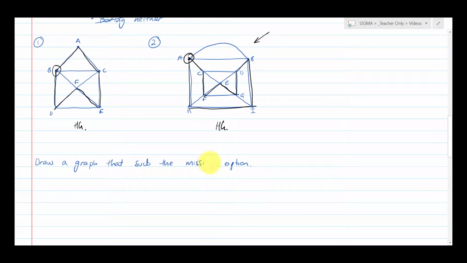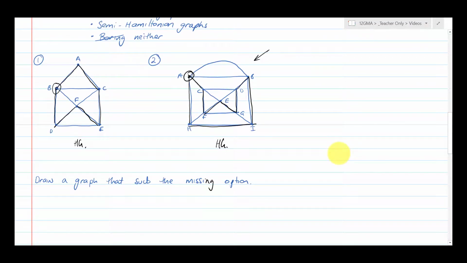I meant to say draw a graph that suits the missing option, but there are two missing options. So I might leave that to you to have a think about. Could you draw a semi-Hamiltonian graph, which I dismally failed at? Could you draw a graph that has neither Hamiltonian nor semi-Hamiltonian traits? And I'll leave you with that.